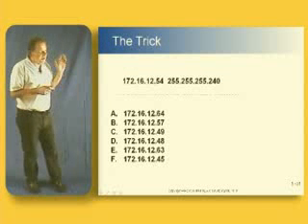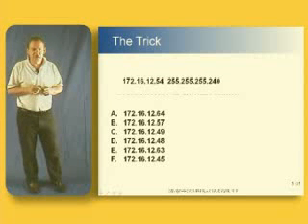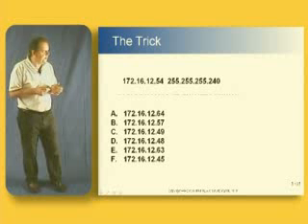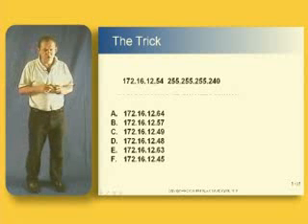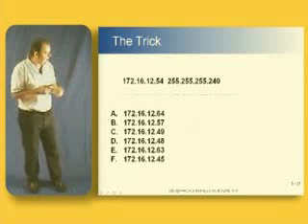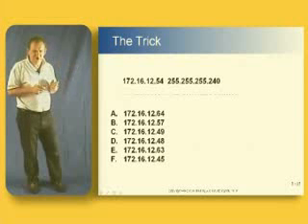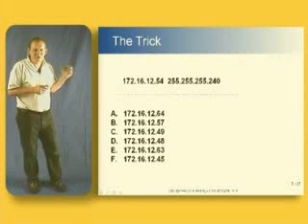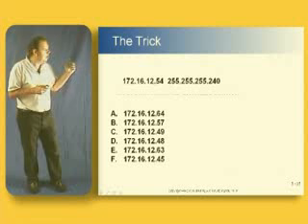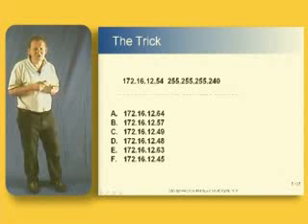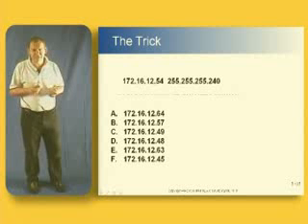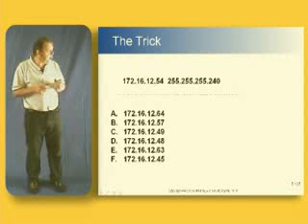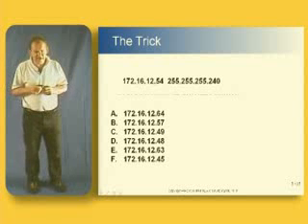First of all, we've got the address 172.16.12.54 with a mask of 255.255.255.240. The magic part of this address is the last octet. Obviously the mask is going to be 255.255.255, which means all ones, all ones, all ones. So it's going to be 172.16.12.something. It's the dot something we need to find out. So concentrate on the 240 at the end, the last octet.